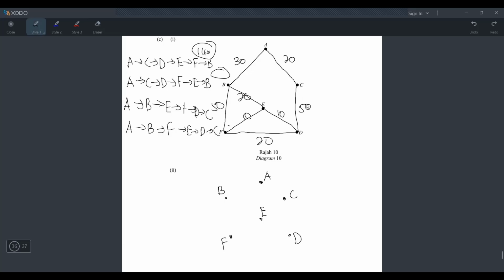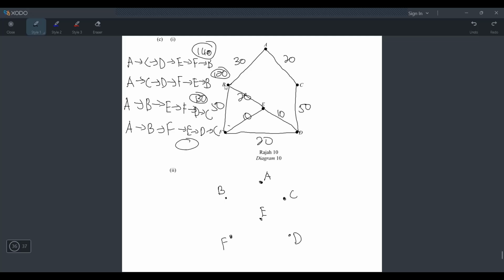Next one, A to C to D. So A to C to D will be 20 plus 50, 70, plus FEB. FEB is 20, 10, 20, 50. So you get 120, which is less than the previous one. What about this one? ABE: 30 plus 20, 50, plus FDC, which is 10, 20, 50, so 80. So you get 130.